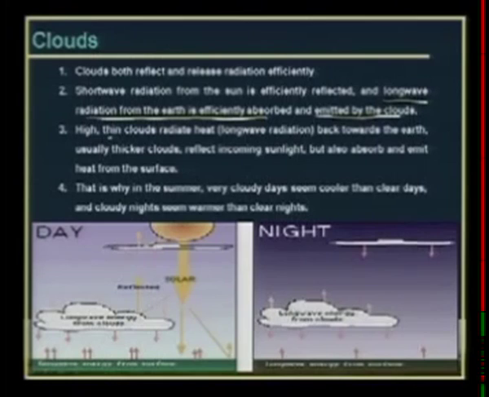High and thin clouds. So we will talk about two clouds. High and thin clouds radiate heat in the long wave radiation back towards the earth. Whereas usually the thicker clouds reflect incoming sunlight, but also absorb the emitted heat from the surface.